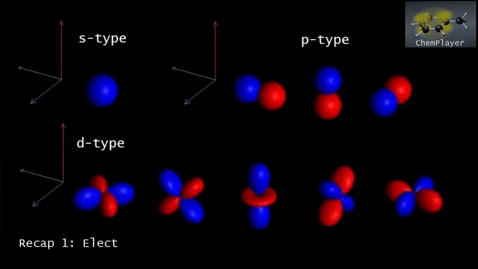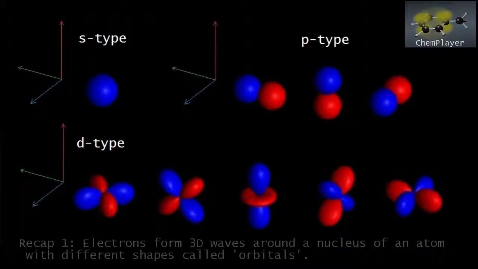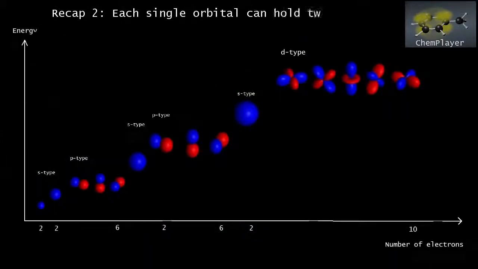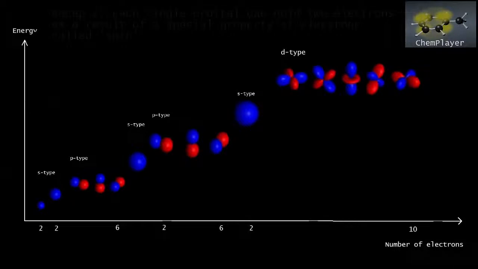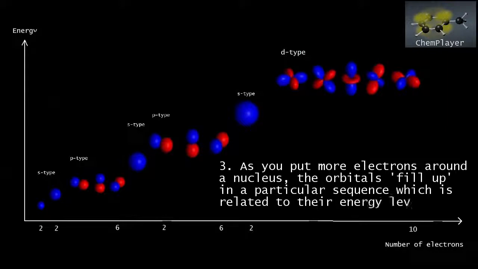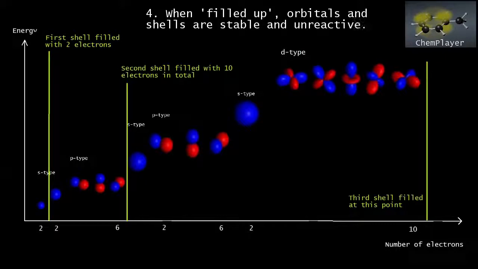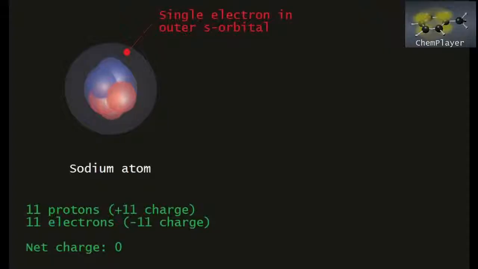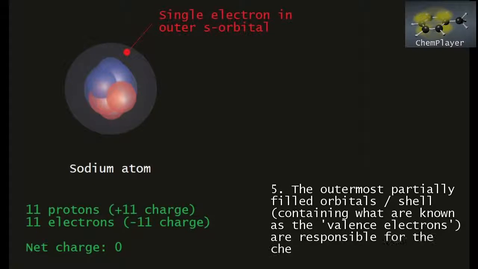1. Electrons are three-dimensional waves around the nucleus of an atom, and they form lots of different harmonics and shapes called orbitals. 2. If you fit more electrons around a nucleus, each orbital can take 2 electrons. 3. The different orbitals fill up in a certain sequence which is related to their energy levels. 4. Combinations of these orbitals form what are called shells, and full shells of electrons are highly stable and happy systems.